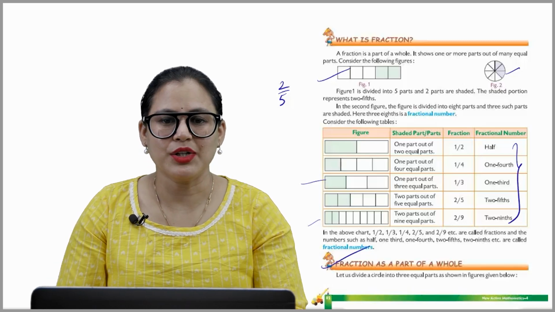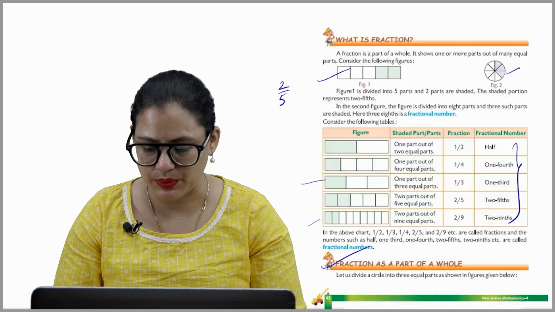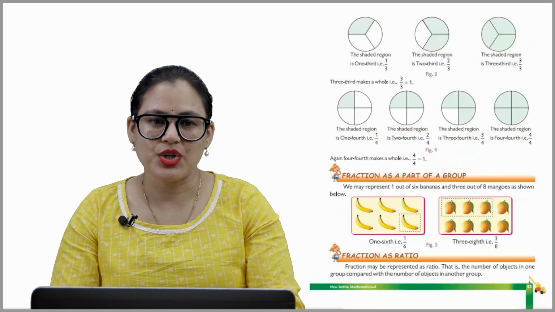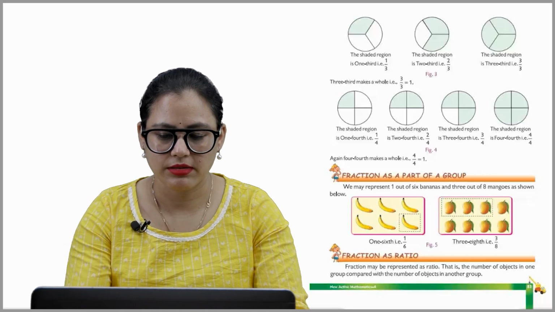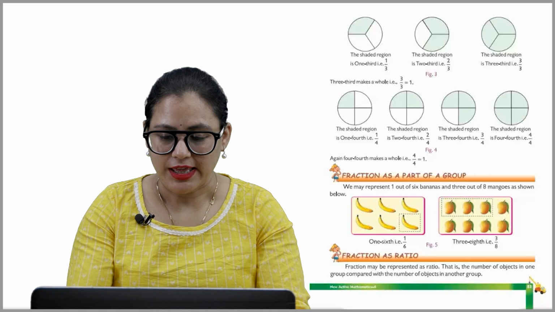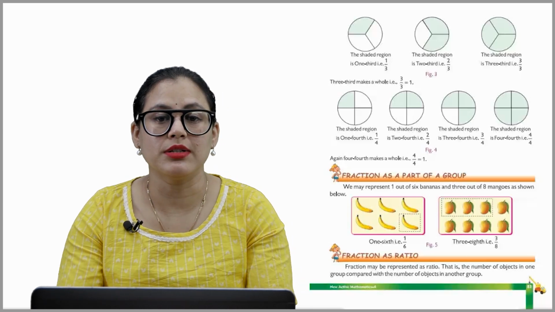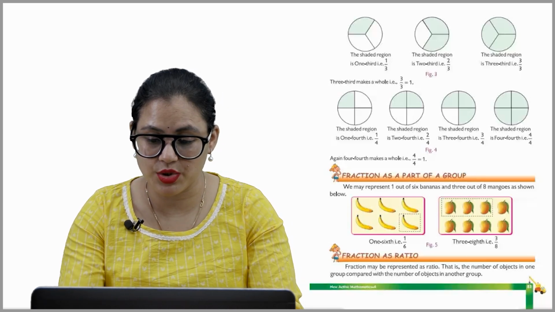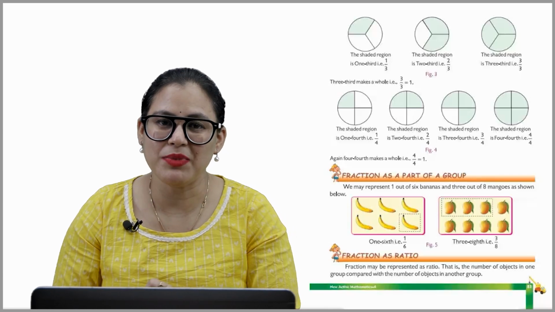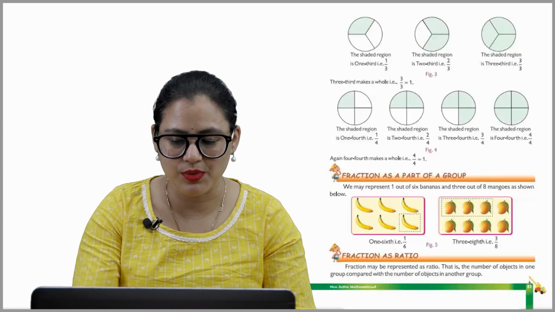Let us divide a circle into 3 equal parts as shown in the figures given below. The shaded region is 1/3, right? 1 by 3, because 1 part out of 3 has been shaded. The shaded region is 2/3, that is 2 by 3, and the shaded region is 3/3, that is 3 by 3. 3/3 makes a whole, that is 3 by 3 is equal to 1.